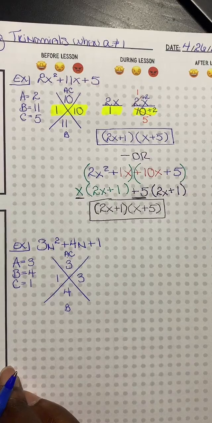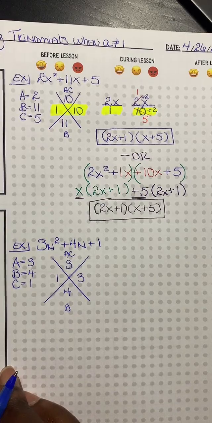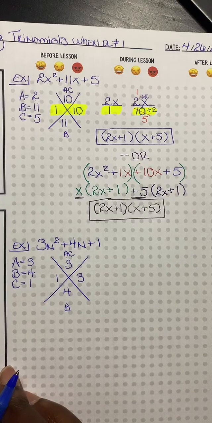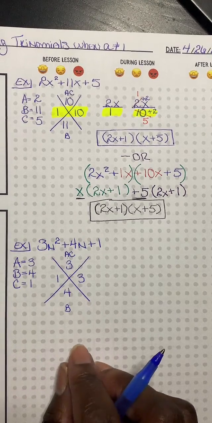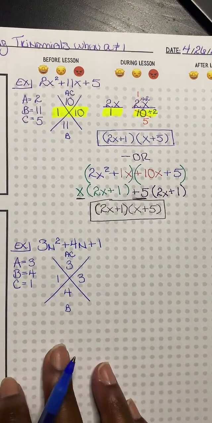Is it Valeria? Is that how you pronounce your name? Are you okay with this? All right, okay, Addison's right there with me. Yes, okay.